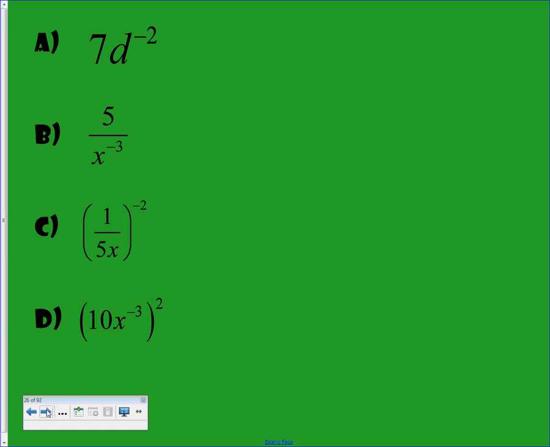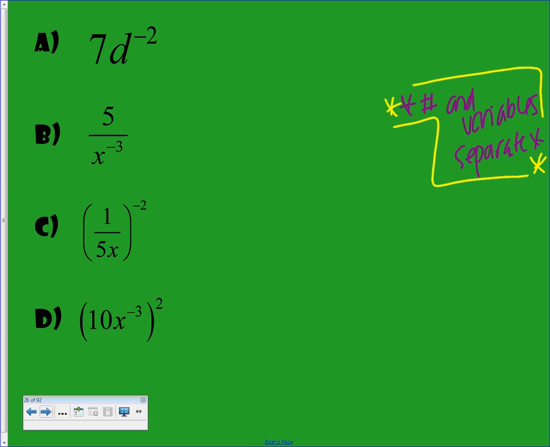And I'm going to write this again, and this was on yesterday's notes. Remember to keep numbers and variables separate. Okay, that's a key idea yesterday and today. Remember to keep those two things separate, so that you keep in mind what actually has a negative exponent.